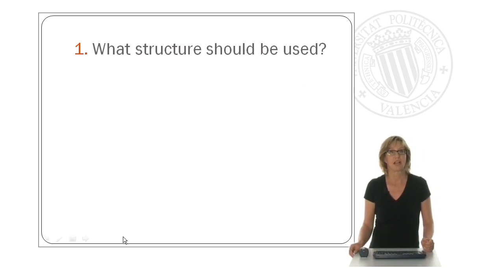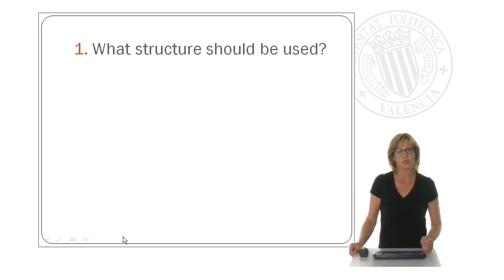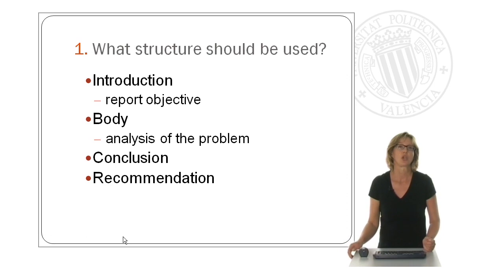In the first question, I ask you about the structure of a business report. What structure should be used? Business people choose between writing short reports and long reports. Long reports have a complex structure. Short reports are easy to write. In this presentation, we'll be looking at short business reports. So a typical short report should be made up of 4 parts. An introduction, where you state the report objective, the body of the report, where you describe and analyze the problem, a conclusion, and a recommendation.